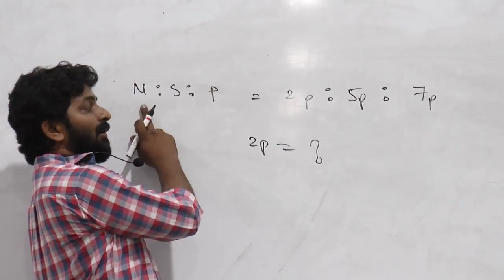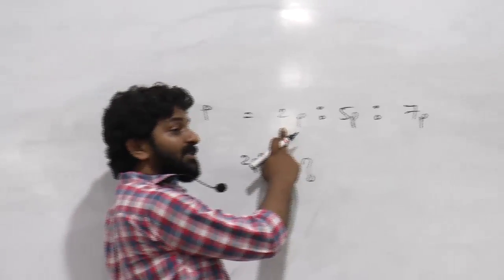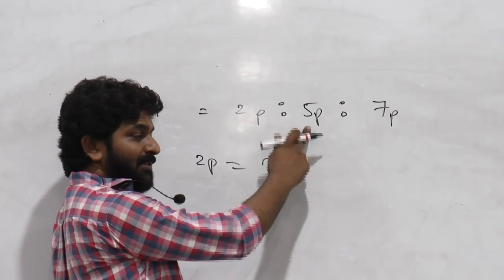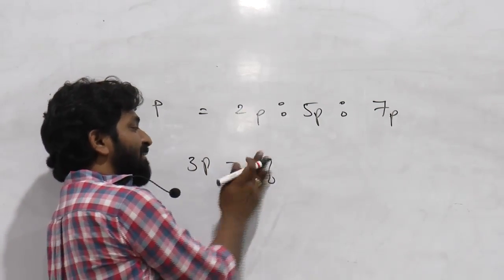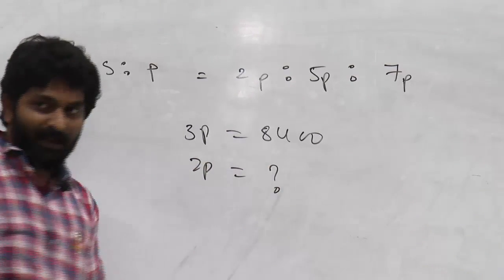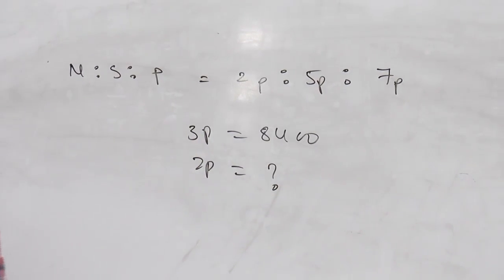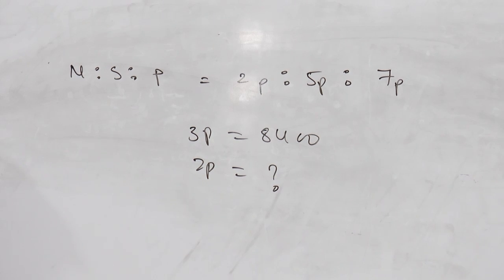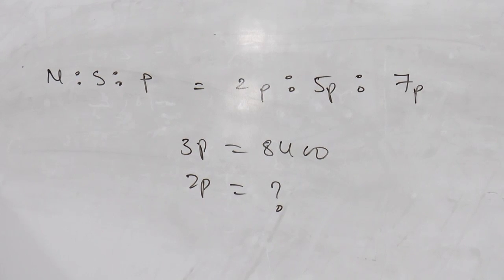Nita and Shiksha. So Nita is getting 2 parts and which is 3 parts less than 5 parts. So you were given 3 parts value as 8,400. You are asked about 2 parts is equal to how much? Can you get your answer or not? Yes or no? Yes. So 1 and 3 will give you answer. No other combination is required. Only 1 and 3.